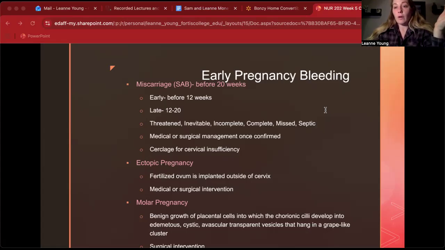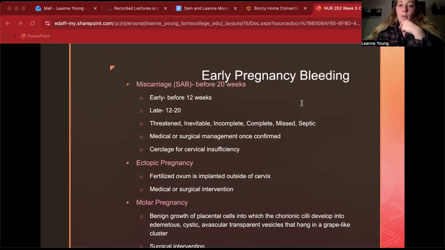If the fertilized ovum begins to grow and develop in the fallopian tube, and then it gets too big, it can rupture that fallopian tube. Mom can hemorrhage. We lose a fallopian tube, thereby losing access to an ovary and egg production. So it can be life-threatening for the mom.